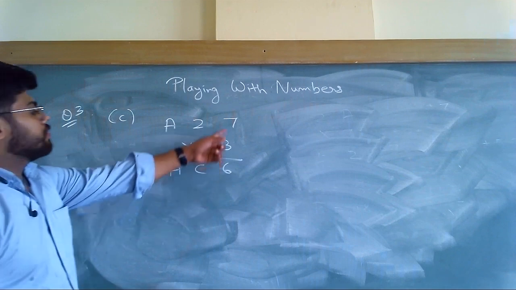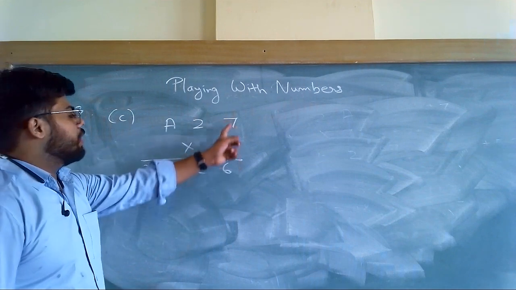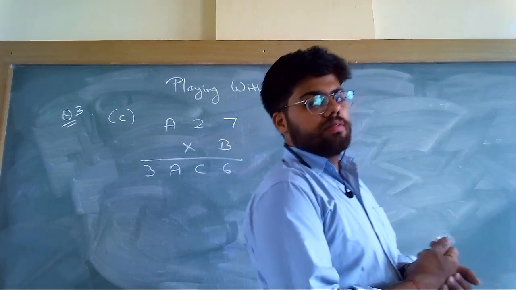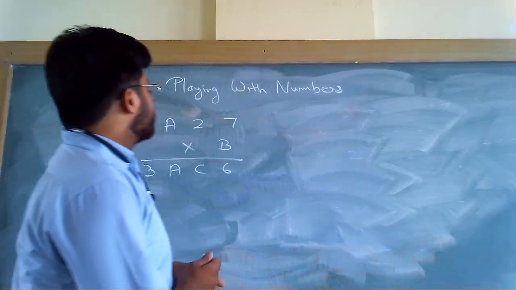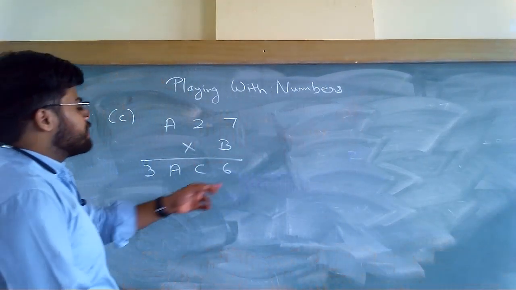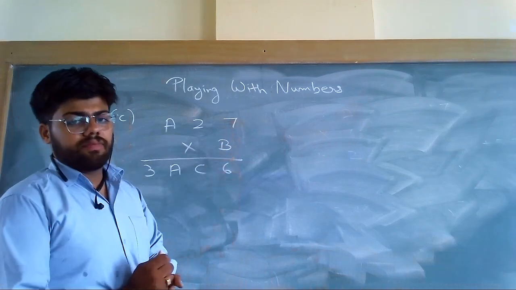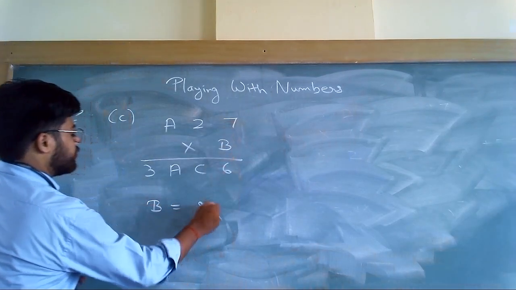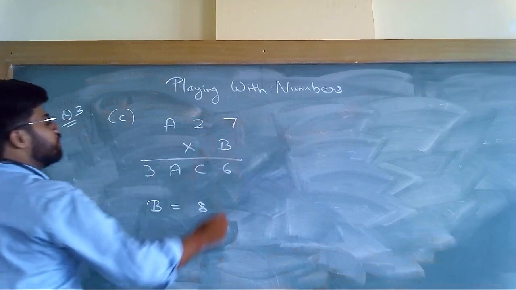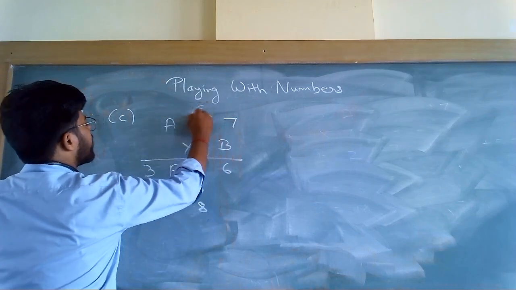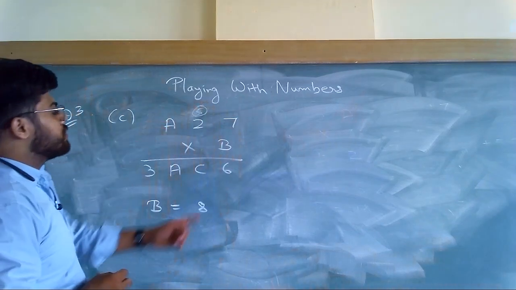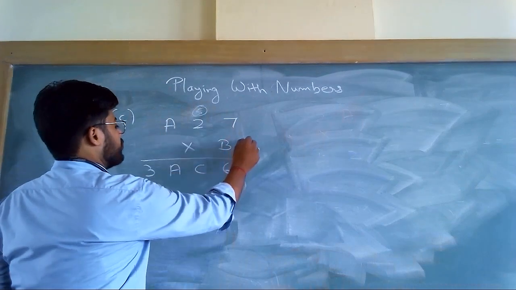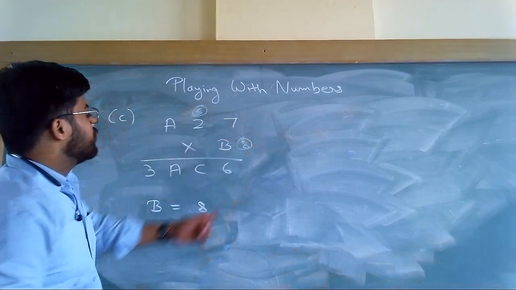Again, the same 7 and 6 I want. At what number do I multiply 7 to get 6 at the end? 7 times 8 is 56, so the value of B is 8. If 7 times 8 is 56, 5 is the carry, and 6 is there.